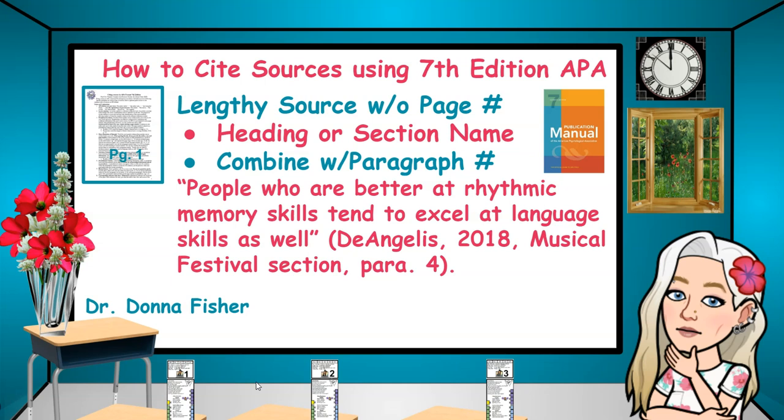For example, you can see here that people who are better at rhythmic memory skills tend to excel at language arts skills as well. The author is DeAngelis. It was published in 2018, but because there were no page numbers, there was a heading for the section where you found that information. You found it in the musical festival section, and it was paragraph 4. So this example combines the section name and the paragraph location.